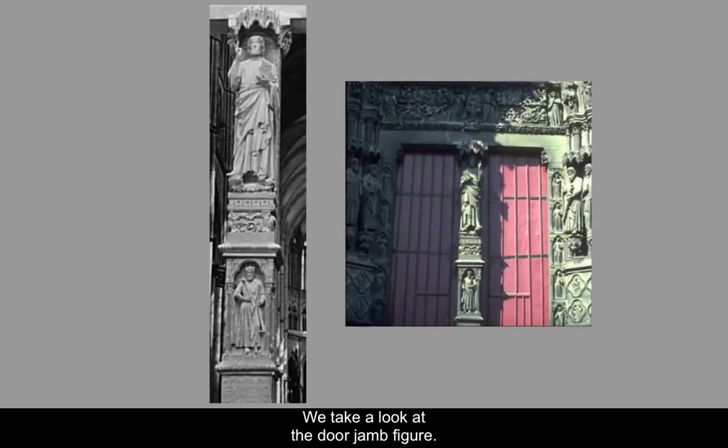If we take a look at the door jamb figure, the first thing that I want to point out is that you have this figure of Jesus who is blessing us. Underneath him is actually a figure of probably an earthly king, probably King David. And above Jesus is the sort of dome of heaven that looks like a Gothic cathedral. And we're going to study that a little bit more.